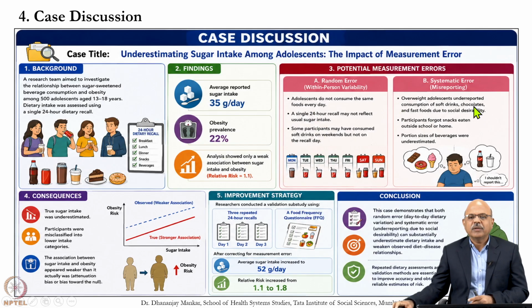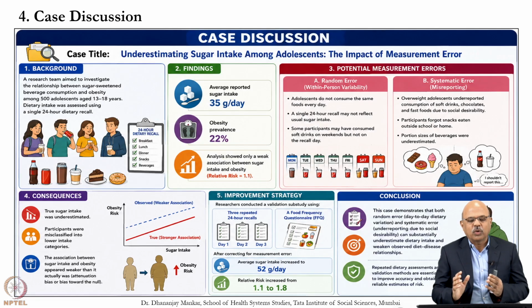What are the systematic errors? These come more from overweight adolescents who underreported consumption of soft drinks, chocolates, and fast food, and the reason was social desirability. They will give the results according to that. Participants forgot snacks eaten outside the school and home, so recall was also an issue. And portion size was something which was giving a lot of underestimation. So I should report this, I should not report this.